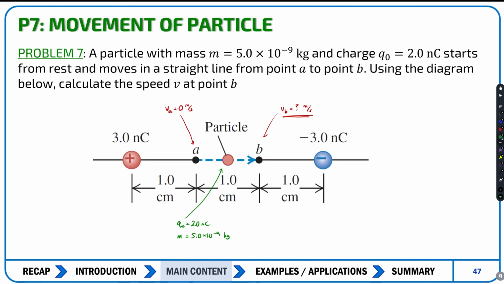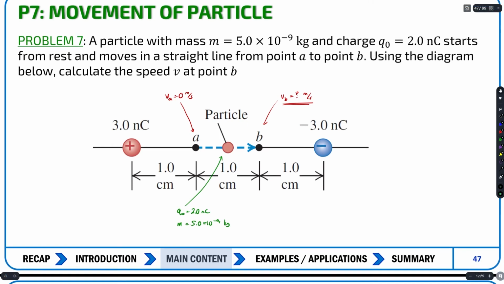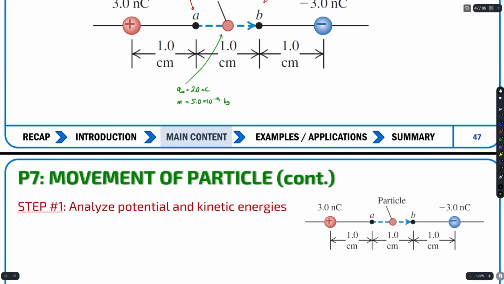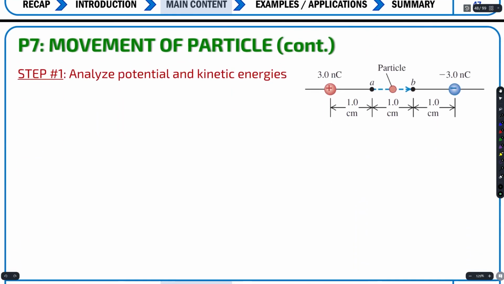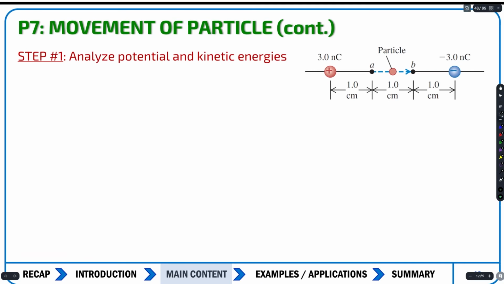If we're trying to figure out the speed, then we're going to require some kinematics equations. I have the diagram here again as well. We're going to analyze the potential and the kinetic energies. So taking a look at the particle in the middle, only electric force acts on the particle, and we know that the electric force is conservative. So that means you do have the law of conservation of energy. So you have potential at A plus the kinetic energy at A is equal to the potential at B plus the kinetic energy at B.